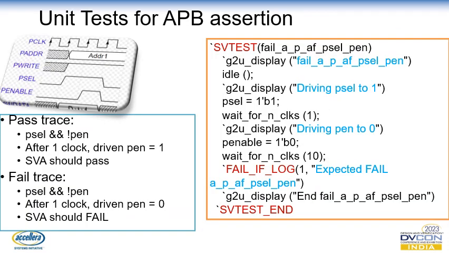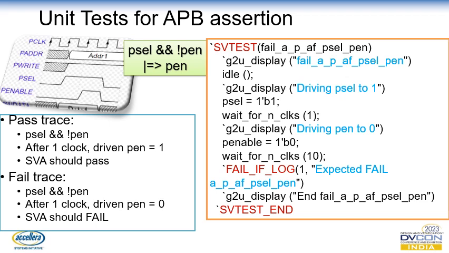So, taking a look at a specific unit test for an AMBA peripheral bus assertion, APB. So, we're going to focus on a specific example that you see on the left hand side, a timing diagram. There's a clock, forget the address for now. Just focus on the last two signals, which is PSEL and PENABLE. And basically, let's look at the code. So essentially, the assertion that we are trying to test is if PSEL and not of PENABLE in this current clock, the next clock has to have PENABLE high.